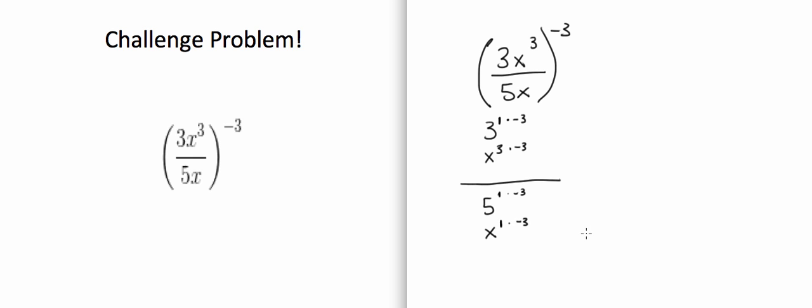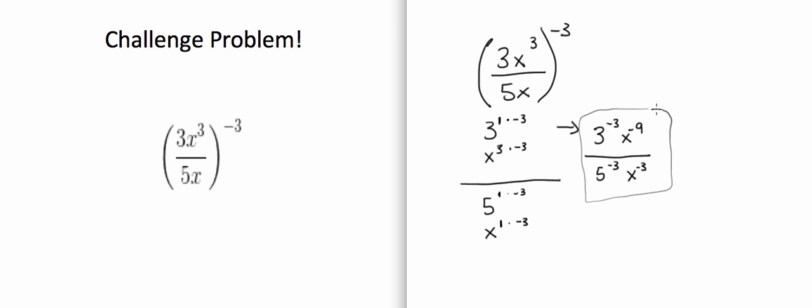Okay, so we have all of this going on right now. And what that's going to give us is 3 to the negative third x to the negative 9th, and that's over 5 to the negative third x to the negative third. So I'm going to stop here, and I want you guys to try and go from here.